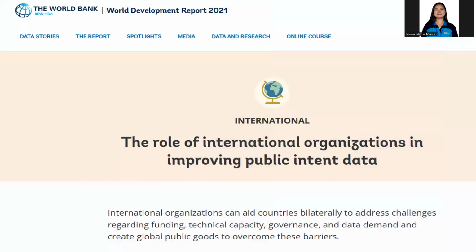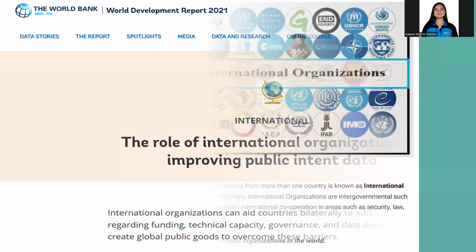That's foreign aid. Let's move on to international organizations, because these are some of those key players that can push through foreign aid. International organizations aid countries bilaterally to address challenges regarding funding, technical capacity, governance, and data demand, and create global public goods to overcome these barriers, according to the World Bank.